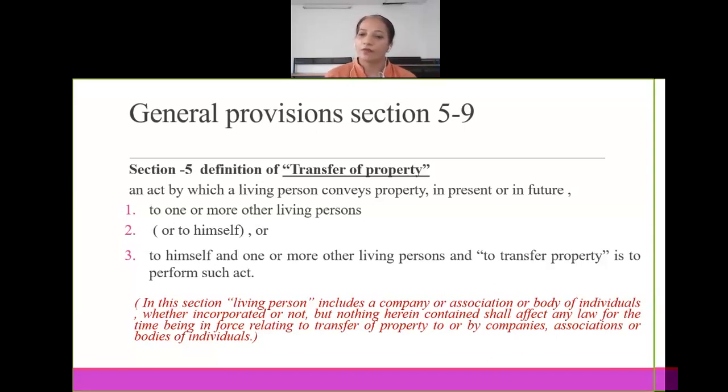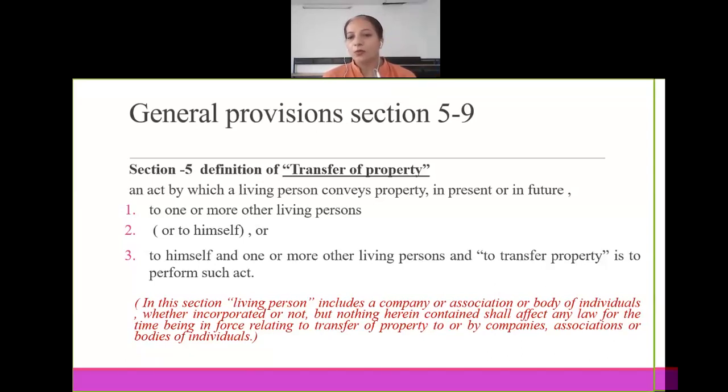So far as section 5 is concerned. In this section, living person means what? Living person includes a company, association, or a body of individuals, whether they are corporate or not, it hardly makes any difference. But nothing herein contained shall affect any law for the time being in force relating to transfer of property by companies, associations, or bodies of individuals.